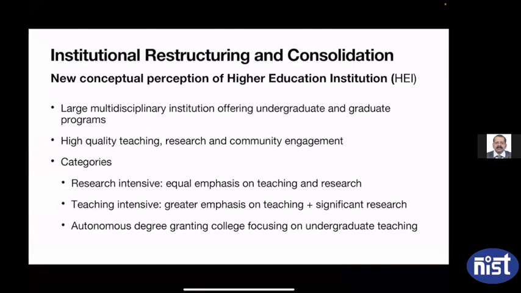They talk of high quality teaching, research, and community engagement. And there are three categories of higher education institutions which will be there. Currently, we have colleges and universities. Some of these colleges and universities are under the broad framework of another university, or colleges are under one university. But now what they are talking of is that there will be three categories. At the bottom category would be the third one, the autonomous degree granting college, which will be focusing only on undergraduate teaching.